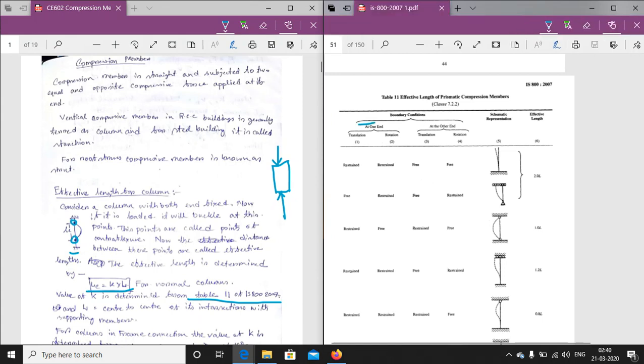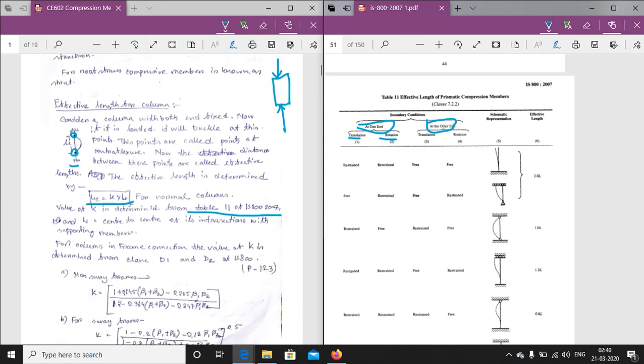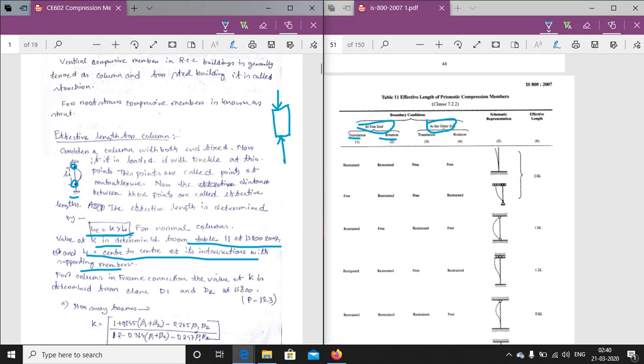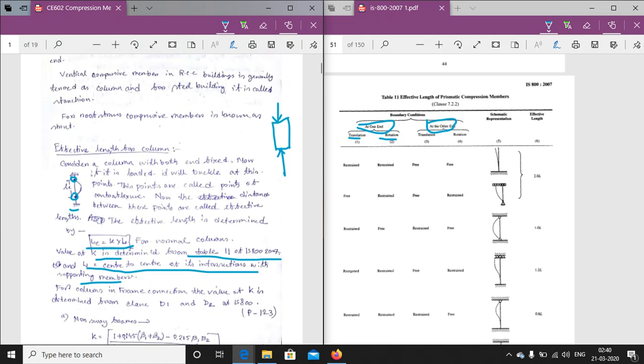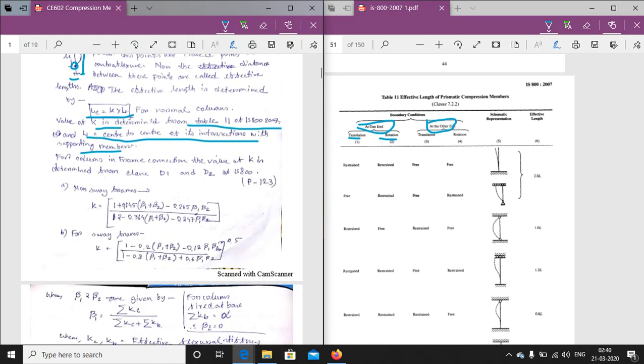The end conditions at one end and the other end are given in terms of rotation and translation, that means horizontal movement and vertical movement. Depending on the fixity of the boundary condition, we determine the effective length factor K value from here. L is the center to center distance of the intersections with supporting members, and this is LE. Clear? Now this is for the normal column.